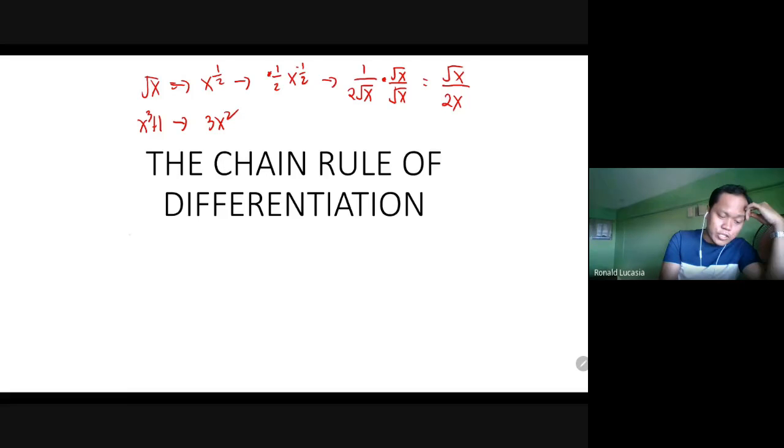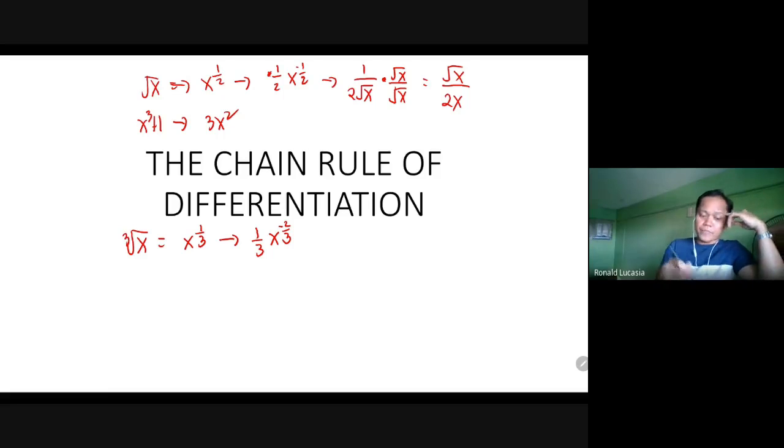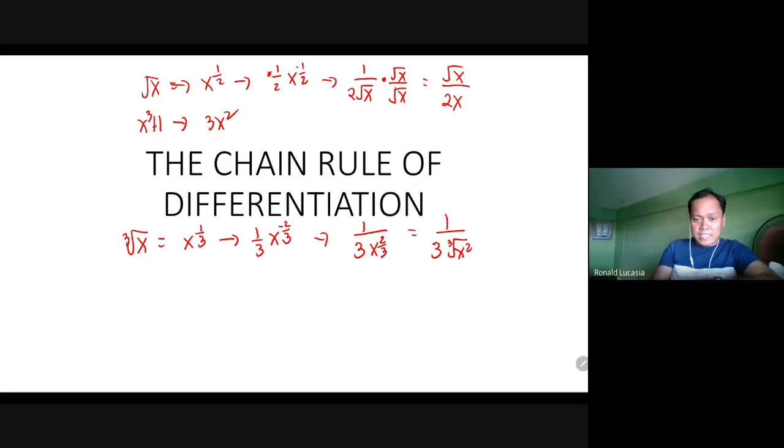We can also differentiate cube root of x, that is equal to x raised to the power of 1/3, which is 1/3 x raised to what's 1/3 minus 1? That's negative 2/3. So that will be 1 over 3 x to the power of 2/3, or 1 over 3 cube root of x squared. So we have to rationalize kasi meron siyang radical sign sa denominator.